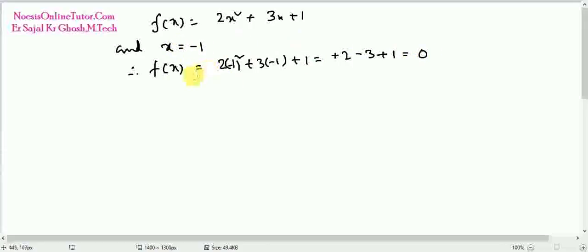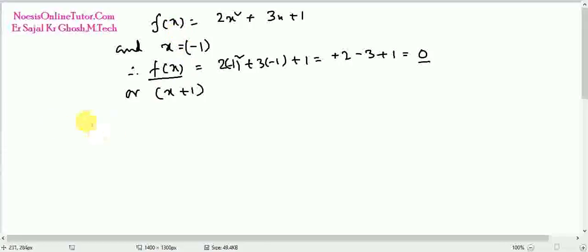If the polynomial value become 0 when we replace the variable with some real number, then that real number is known as zeros or root of that polynomial. That means here minus 1 is a 0 of this polynomial, or x plus 1 is a factor of this polynomial.